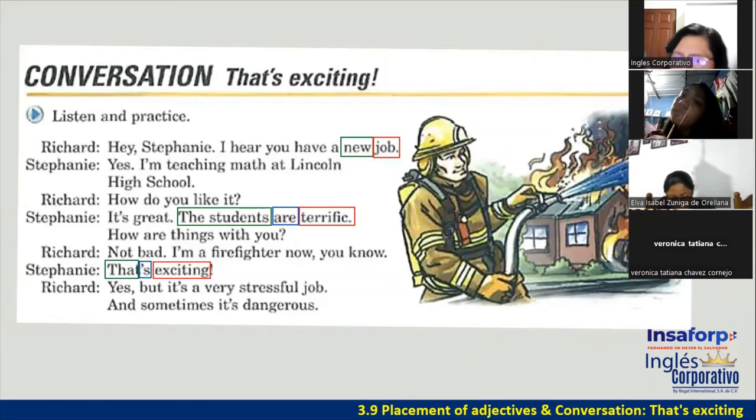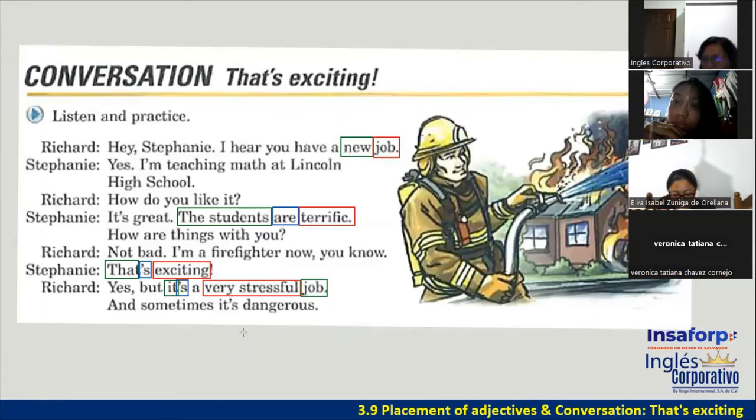Yes, but it's a very stressful job, right? Here we have a combination of the two of them, okay? We have very stressful job, very stressful. Está un intensificador de ese adjetivo, ¿verdad? Y luego tenemos job, que es un noun, es un nombre o un sustantivo, ¿verdad? Y luego, como ustedes pueden ver, we have also the verb be. Aquí está el verbo to be. Okay, and it está actuando como parte de lo que tiene la oración en su lugar, ¿verdad? Entonces, new job, students are terrific, that is exciting, and it is a very stressful job, okay?